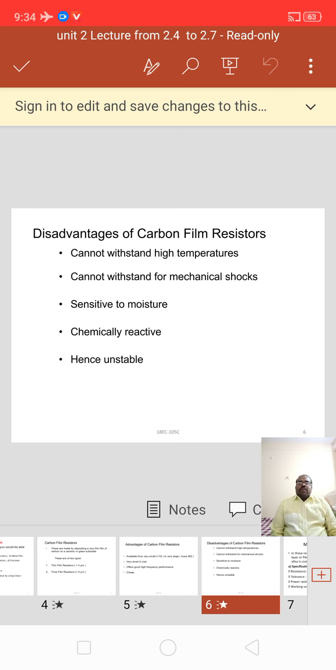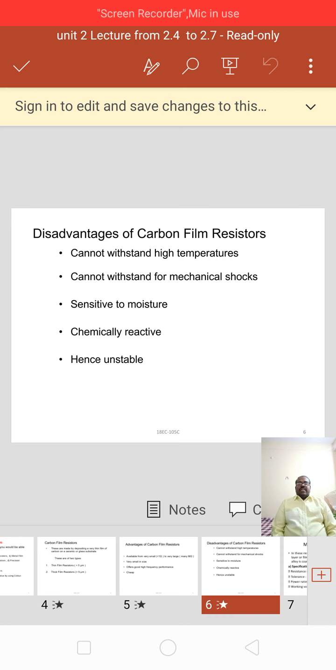Disadvantages of carbon film resistors. They cannot withstand high temperature ranges. They also cannot withstand mechanical shocks. They are sensitive to moisture, chemically reactive, hence unstable. These are the disadvantages of carbon film resistors.